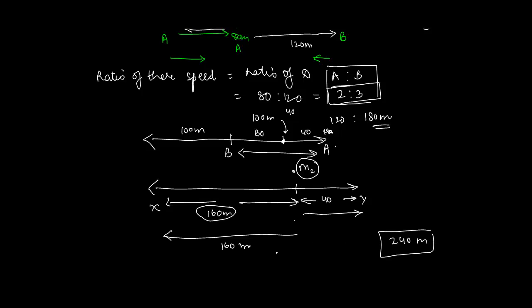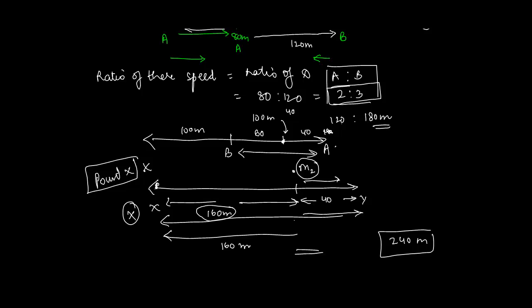So after covering these two distances, while A will be standing at point X, B will be where? B will cover this 40 and come back another 200. So B will also reach the point X. So the meeting point of the two of them for the third one is actually point X. These are very tedious questions, but that's the way you have to solve them. There is no other option.